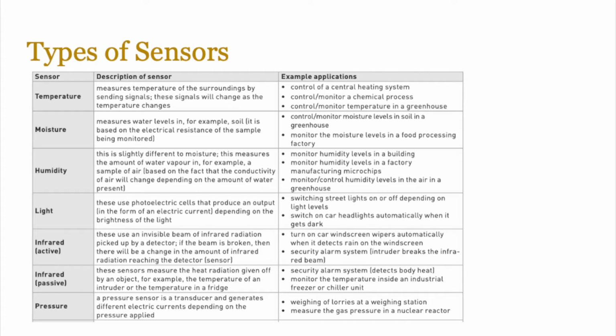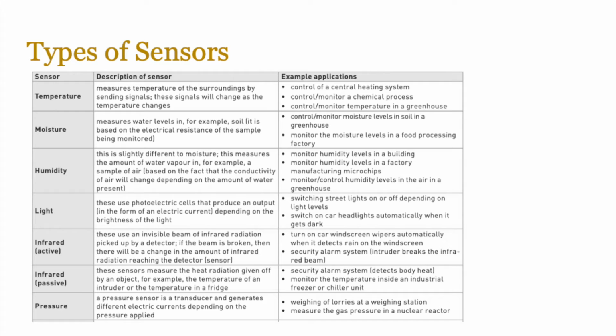Passive infrared sensors are used to measure heat radiation given off by an object, for example, the temperature of an intruder or the temperature in the fridge. We use passive infrared sensors in security alarm systems based on detecting body heat, and for monitoring the temperature inside an industrial freezer or a fridge. All of those are possible applications.